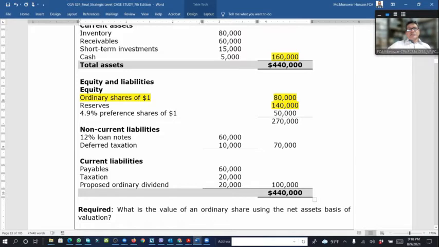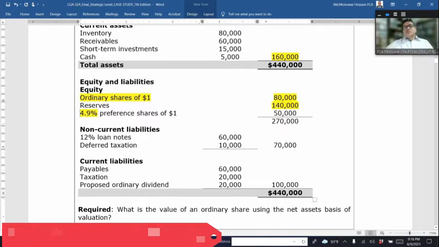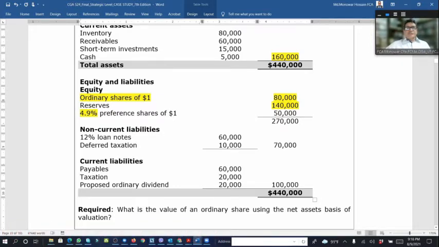And preference share, look here, though it is a share, but 4.5%, 9%. So it's also of the nature of debt. Have to pay the dividend of 4.9%. So here 50,000, total 2,07,000. And non-current liability, 12% loan note, 60, deferred taxation, total 70. Current liability: payable, taxation, tax payable current year, proposed ordinary dividend, etc. Here, current liability, so total, this is that.